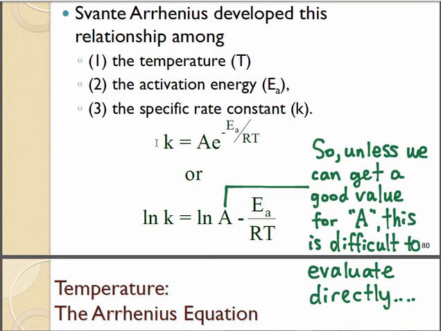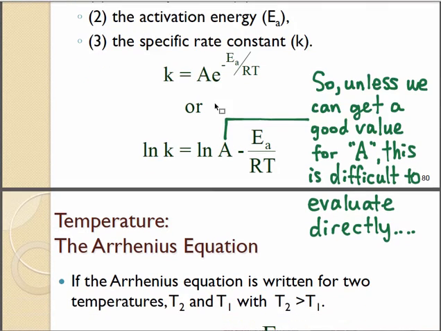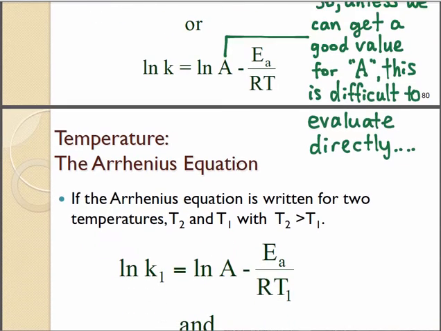Let's manipulate further. On this one, we take the natural logarithm of both sides. If you're good with math, this makes totally good sense. If not, you may be scratching your head about how you do this. Take the natural logarithm of both sides. That gets rid of the exponential and just gives you EA over RT. There's a negative sign thrown in there.